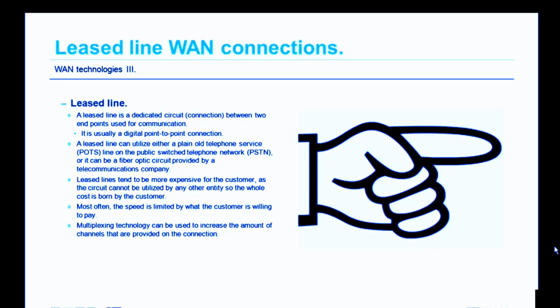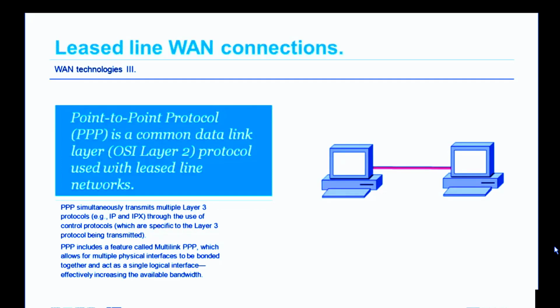Leased lines tend to be more expensive for the customer as the circuit can't be utilized by any other entity. So the whole cost is borne by the customer because they're the only ones who get to use it. Most often the speed of a leased line is limited by what the customer is willing to pay. There are some multiplexing technologies out there that can be used to increase the amount of channels that are provided on the connection. One of the leased line technologies that you need to know about is point-to-point protocol, PPP.